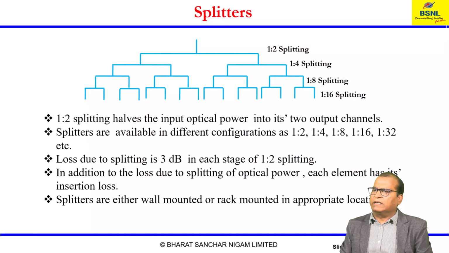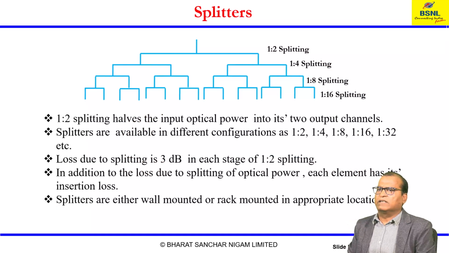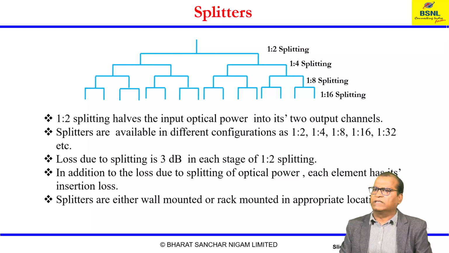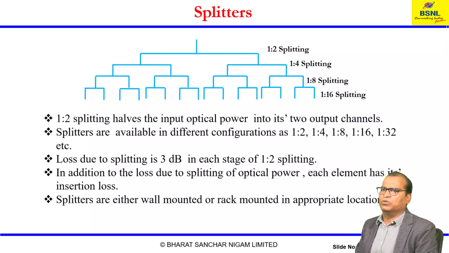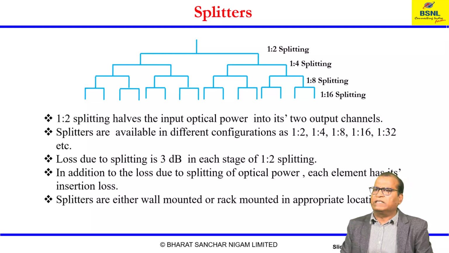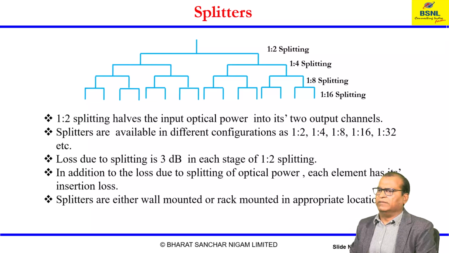So splitters are purely passive in nature, and do not have any electronic component, so they don't require any supply. They split the light, like 1 into 2, 1 into 4, or 1 into 8. These splitters basically give a very heavy loss, because every time the light is split into a number of parts, the energy becomes half when it is split into 2 parts. When it is split into 4 parts, again the power becomes half. So at each stage, it gives a loss of 3 dB.